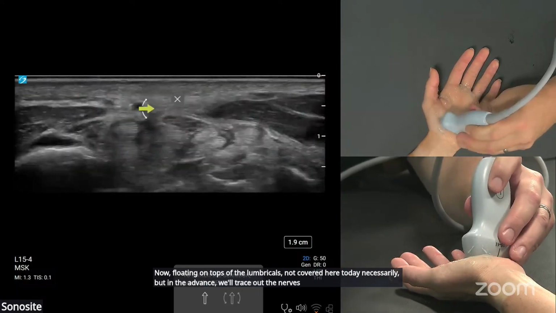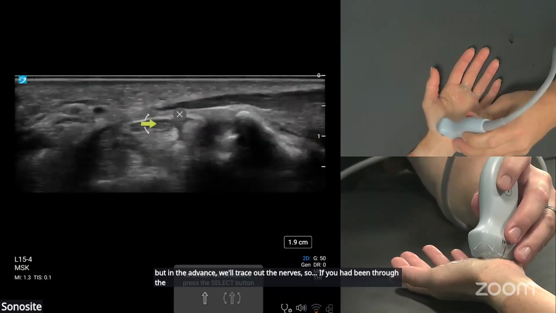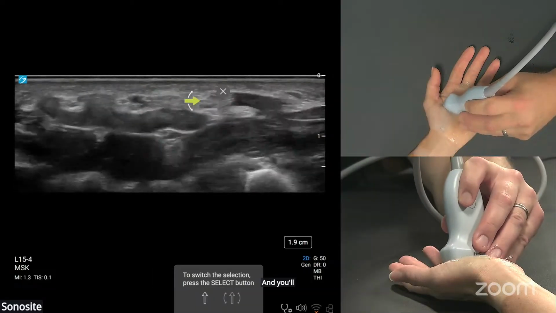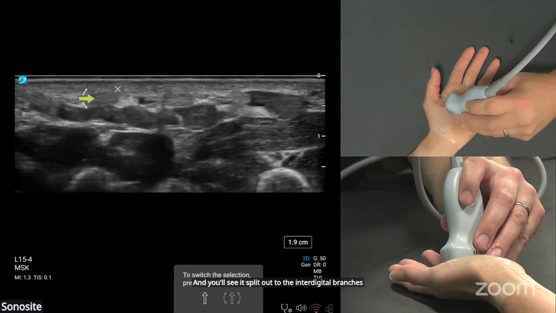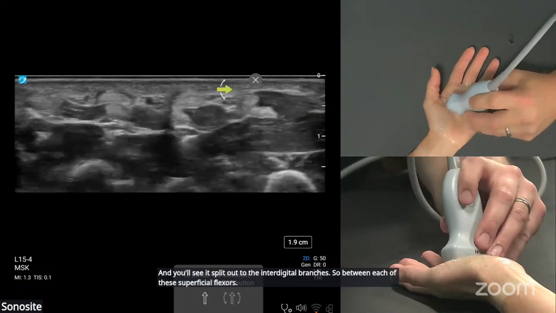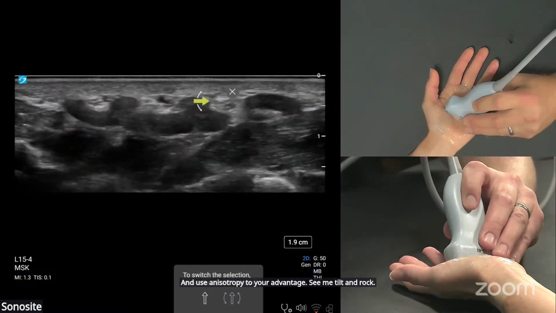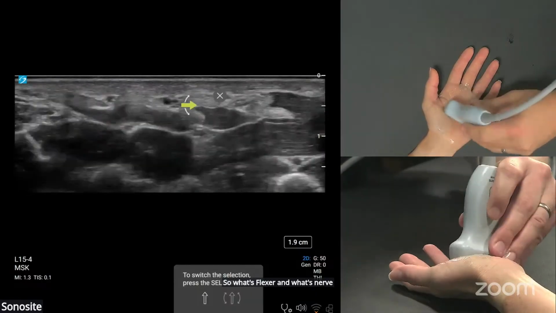nerves. So if you had been through the carpal tunnel webinar with us, here's the median nerve just as a bonus, and you'll see it split out to the interdigital branches. So between each of these superficial flexors, use anisotropy to your advantage. See me tilt and rock. So what's flexor and what's nerve? What's flexor and what's muscle?